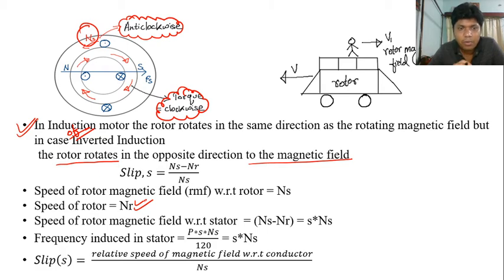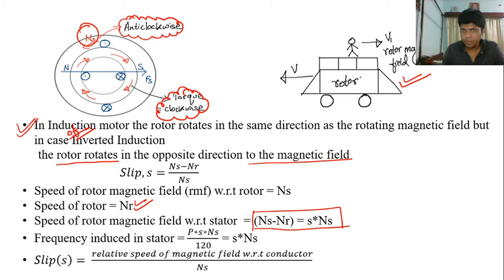And the speed of the rotor magnetic field with respect to the stator is ns minus nr, which equals s into ns. So let us derive the speed of the rotor magnetic field with respect to the stator. How does it come as ns minus nr? To derive it, let us take the example of a moving car.